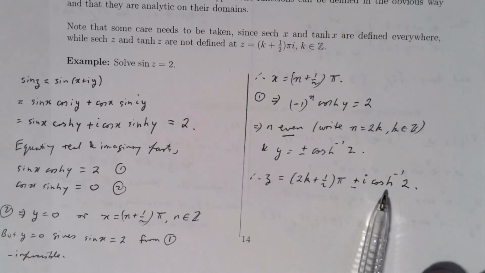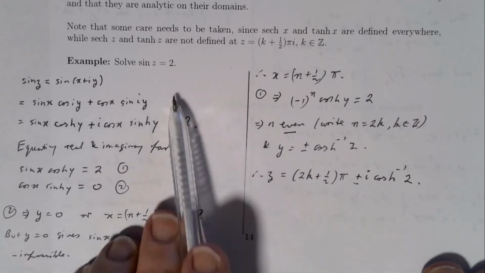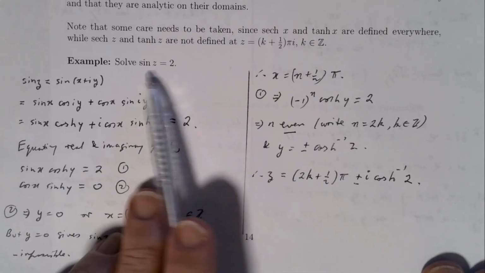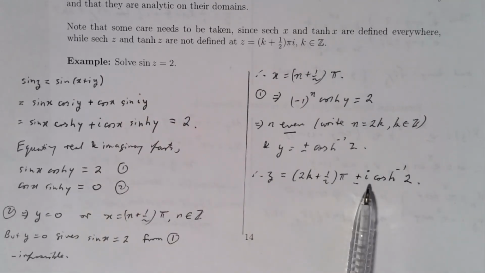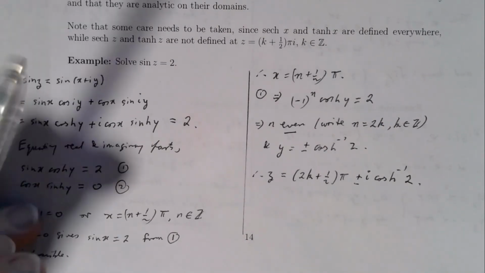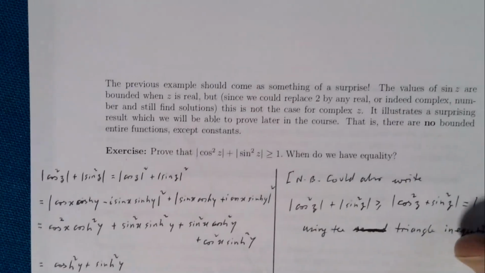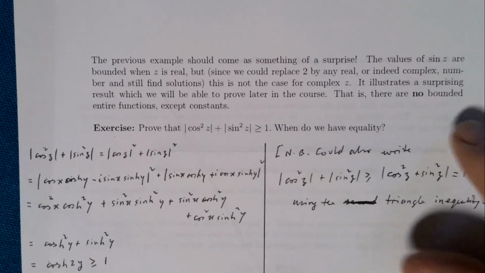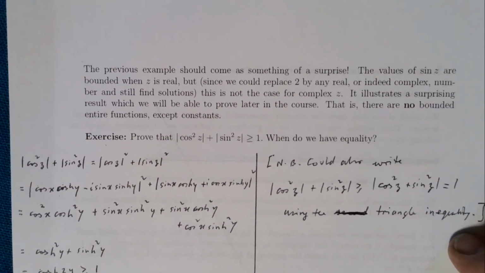Now, just enjoy that solution for a moment. You see why you were unable to solve sine of x equals 2 back in the real world, because the solutions are in fact complex, and moreover not only complex but fairly complicated as well. You get these rather complicated expressions for sine of z equals 2.